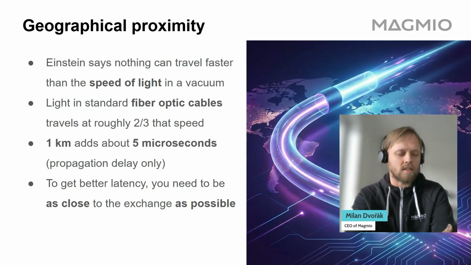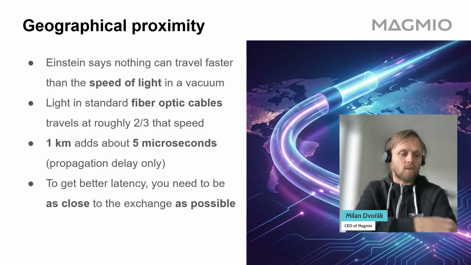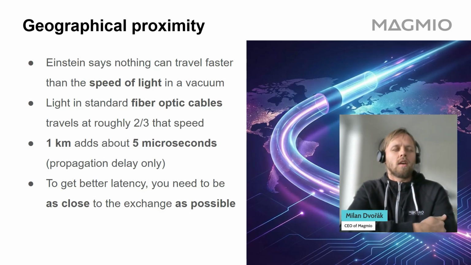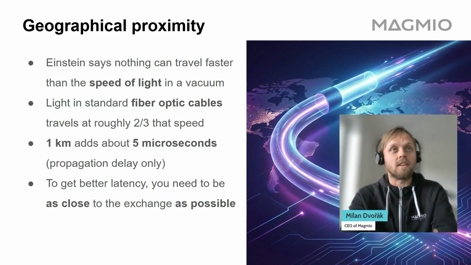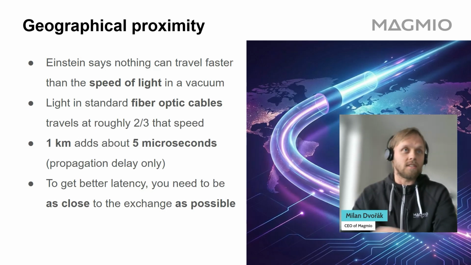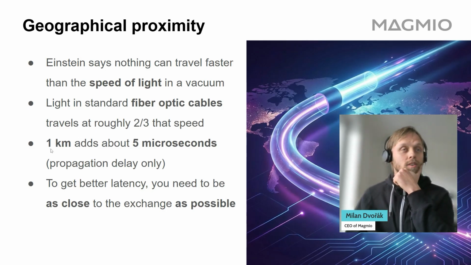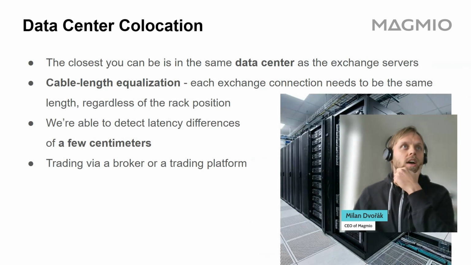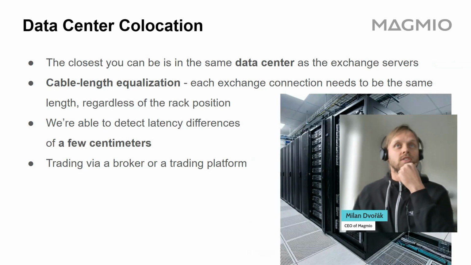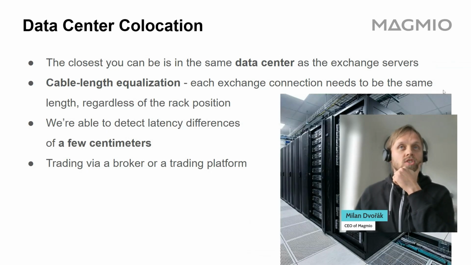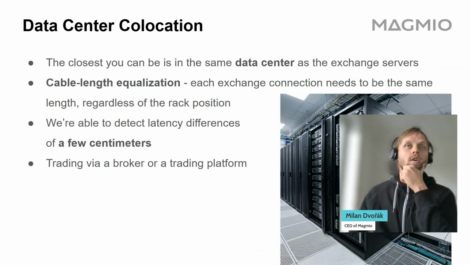It doesn't include any other devices, switches and routers, which need to forward the signal at larger distances. So if every kilometer or even every meter adds additional latency, to get better latency, you need to be as close to the exchange or to the source of the signal as possible. So how do you do that? The closest you can be to an exchange is the same data center where the exchange servers are located. That's called data center co-location.